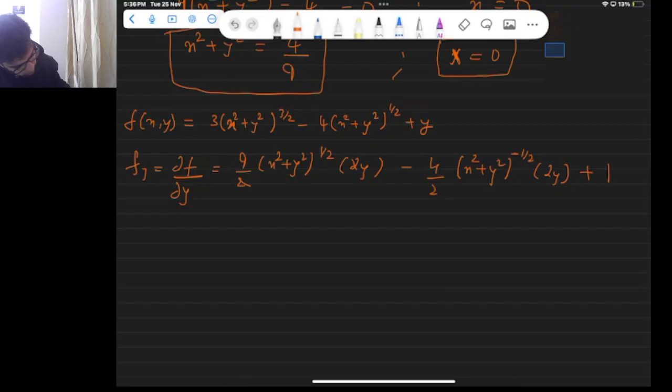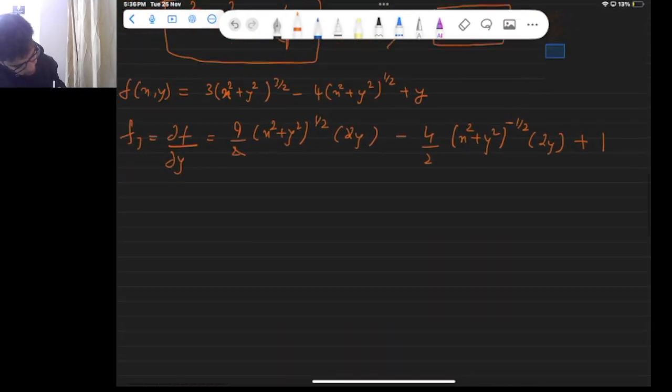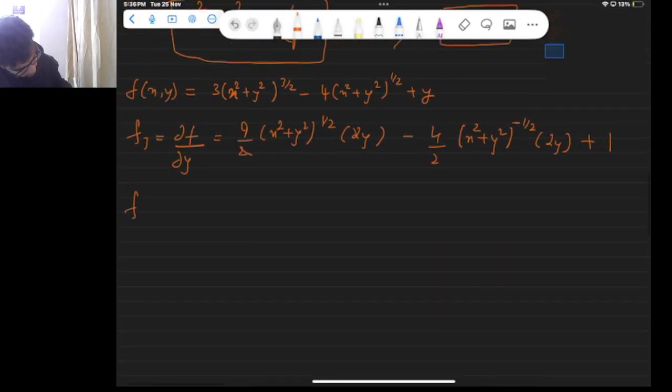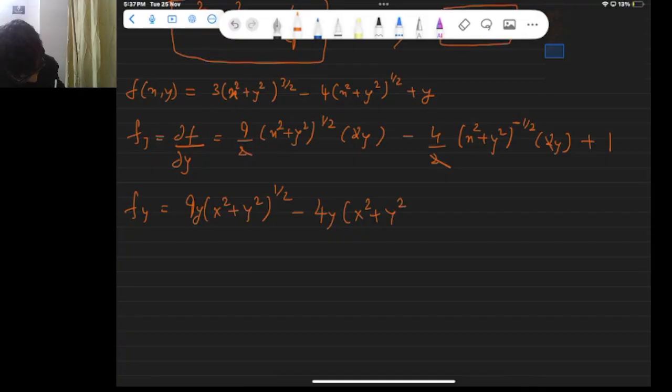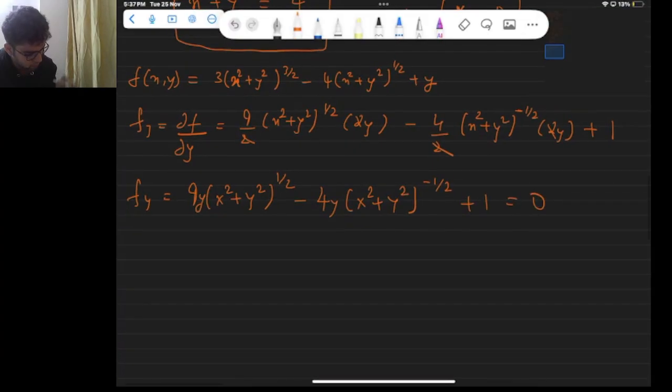So 1 will come. Now I can say that f of y is equal to 9(x²+y²)^(1/2) 9y, minus 2 and 2 gets cancelled, minus 4y(x²+y²)^(-1/2) plus 1, and I'll be equating this to 0.